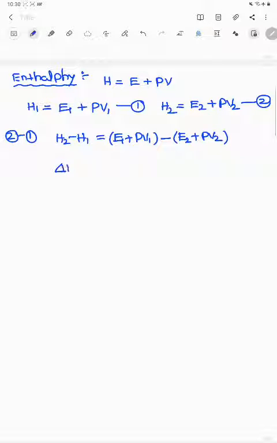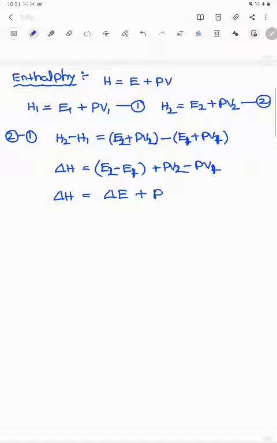Here delta H equal to E2 minus E1 plus PV2 minus PV1. Delta H equal to delta E plus P into V2 minus V1.